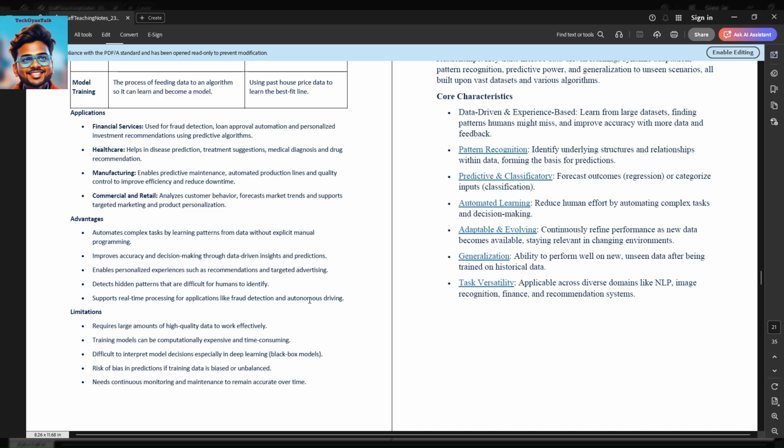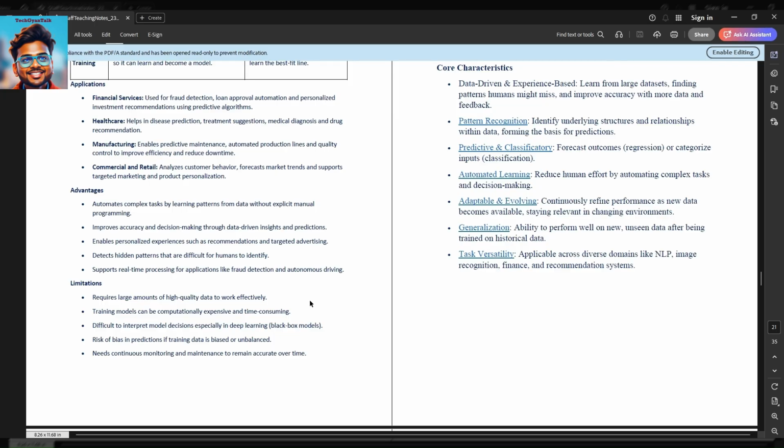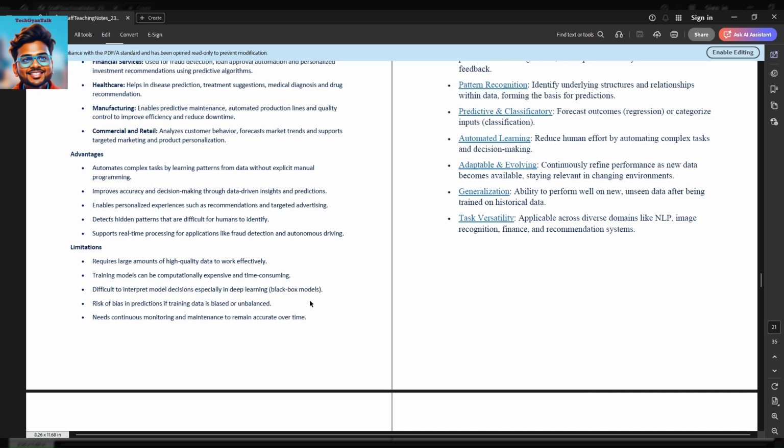detection and autonomous driving. Limitations: requires large amounts of high-quality data to work effectively, training models can be computationally expensive and time-consuming, difficult to interpret model decisions, especially in deep learning black-box models, risk of bias in predictions if training data is biased or unbalanced, needs continuous monitoring and maintenance to remain accurate over time.